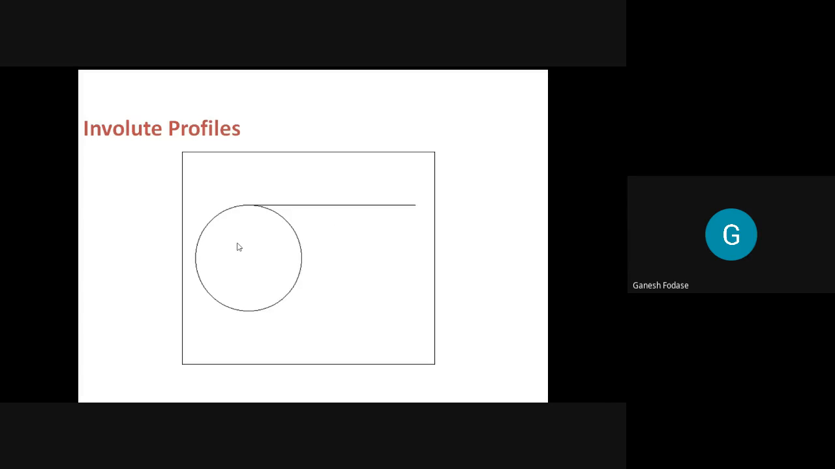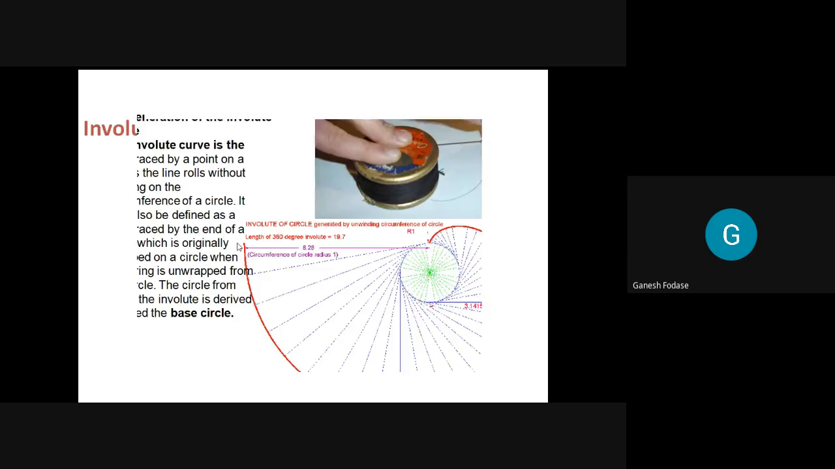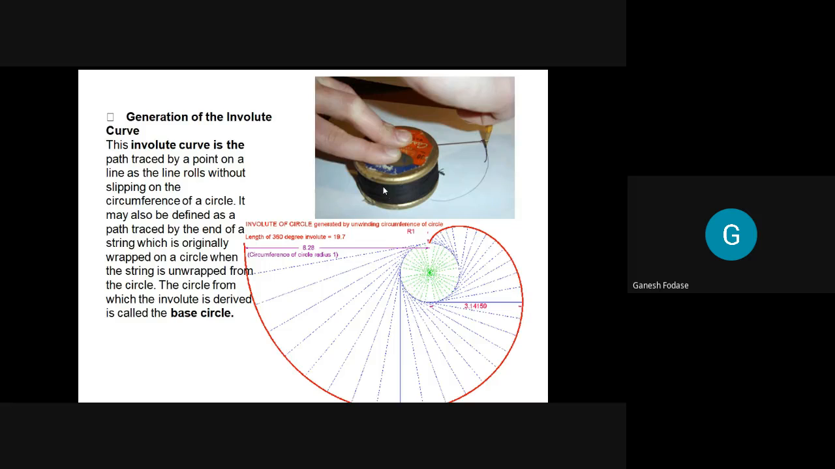The next one is the involute profile. How it is drawn: if I consider a thread wound around a circular disc, and I unwind that thread by keeping it tangent at every point, then the end point of the thread will trace an involute curve. You can see this curve drawn is an involute. If I unwind it by keeping it tight like this, the end point of that thread will trace an involute profile. The circle over which that involute profile is drawn is called the base circle. So in this case, this circle is called the base circle, over which an involute curve is drawn.